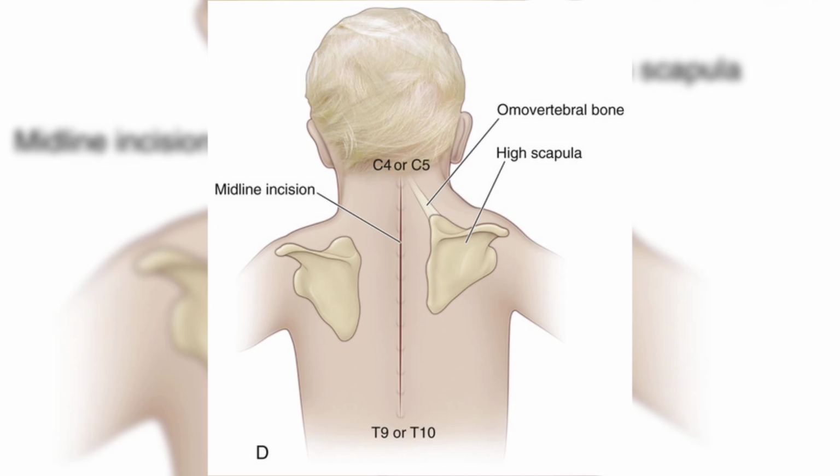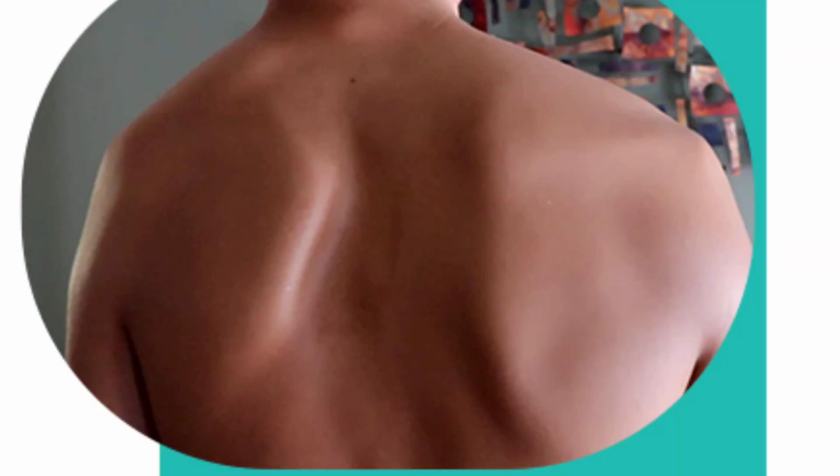In this condition, the scapula is hypoplastic and situated in the neck region. It may be connected to the cervical part of the vertebral column by a fibrous, cartilaginous or bony bar called omovertebral body. An attempt to bring down the scapula by a surgical procedure may cause injury to the brachial plexus.